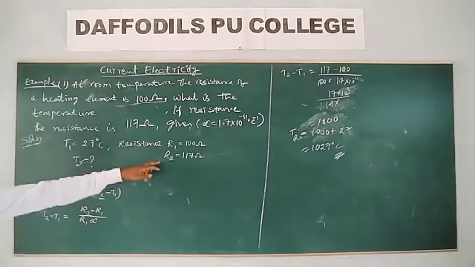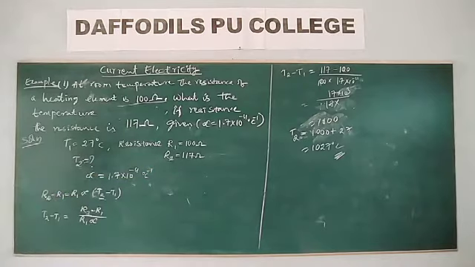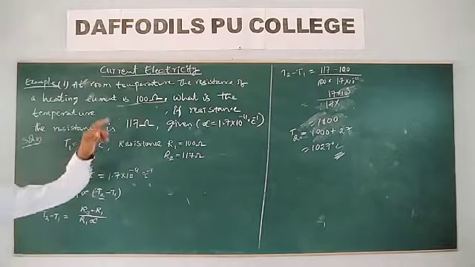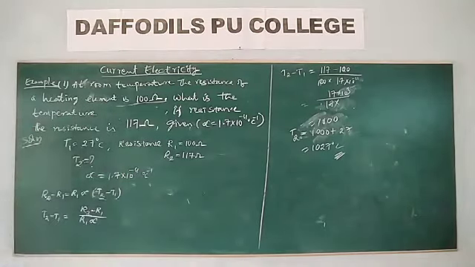So when the resistance increases to 117, the T2 value is 1027 degrees. What can we conclude here? As the temperature increases, the resistance increases for metals. That is what we have discussed.